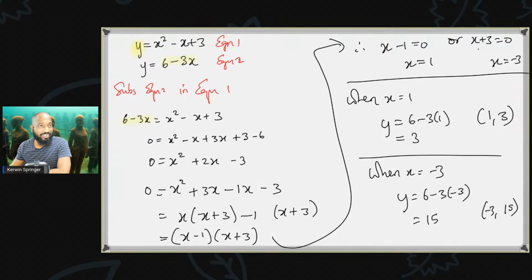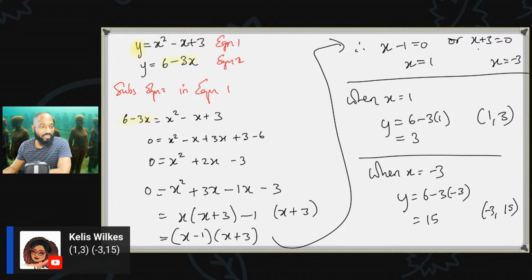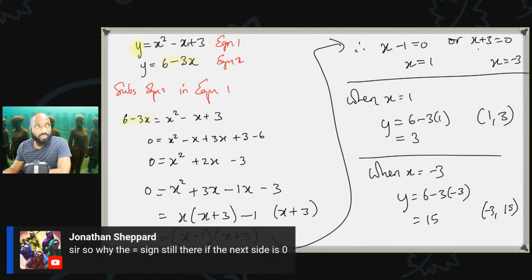Well done, Khalees. Khalees, I'm not going to pin your answer and somebody type and jump it up. Well done. So why the equal sign there if the next side is 0? You're asking some very sus questions here, Mr. Jonathan. I mean, why the equal sign here? 0 is equal to all of that. That's an algebra question there.